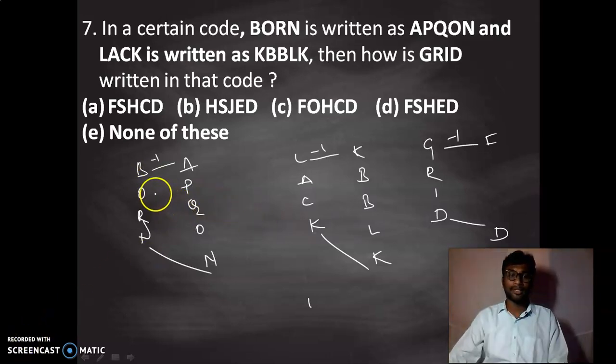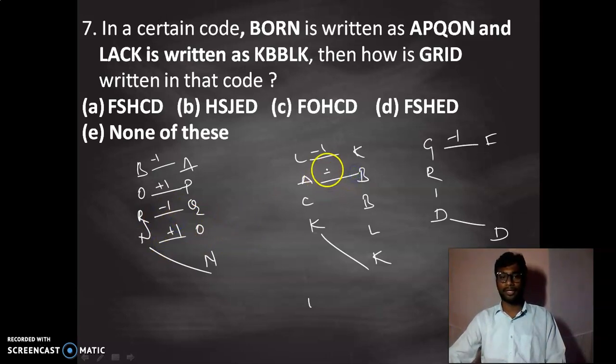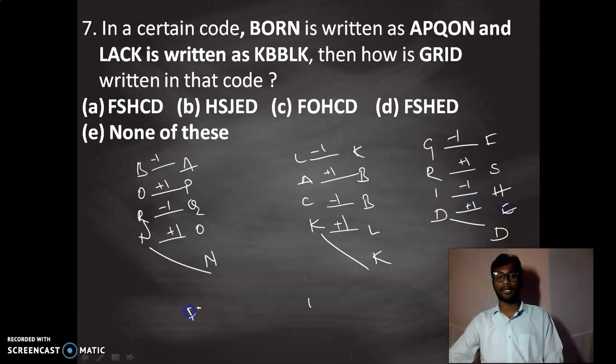Yeah, you can see here it's plus 1. It is minus 1. It is plus 1, isn't it? Yeah, if you go for here, plus 1. So it is minus 1 again. It is plus 1. Yes. So in the same way, again, it is plus 1. It is minus 1. Yes. And it should be the plus 1. It is E. So F is the answer.